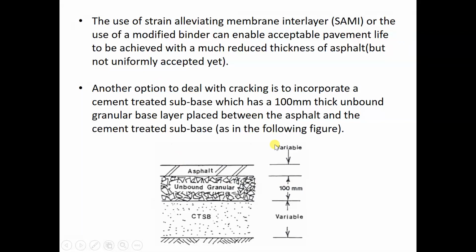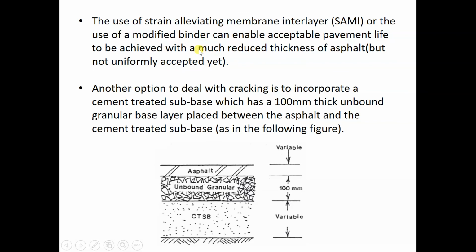The other thing that we can do is the use of strain alleviating membrane interlayer, which I think we studied before in Highway 1, or the use of modified binder, which can enable acceptable pavement life to be achieved with a much reduced thickness of asphalt. So if you want to reduce the asphalt thickness, you could implement this, or you use another type of modified binder.